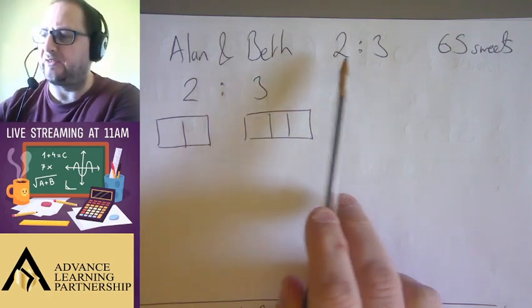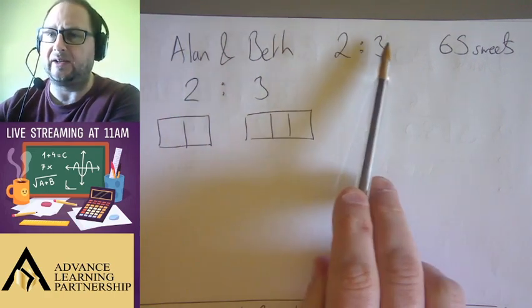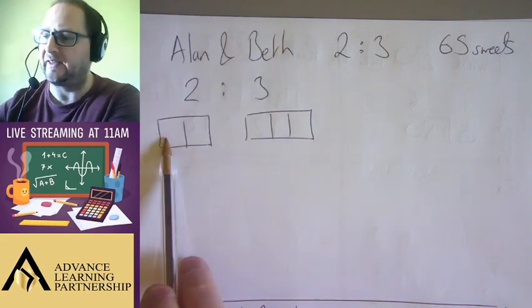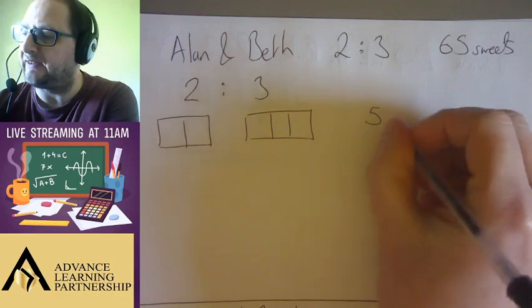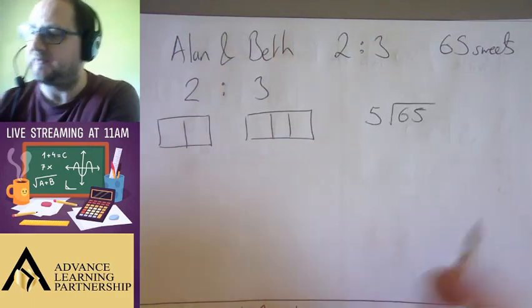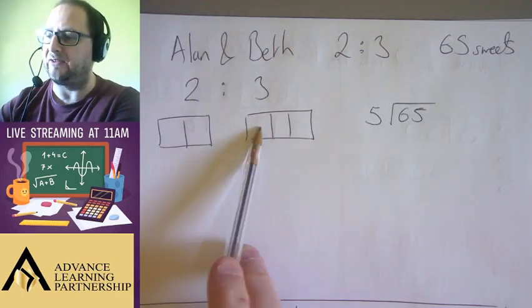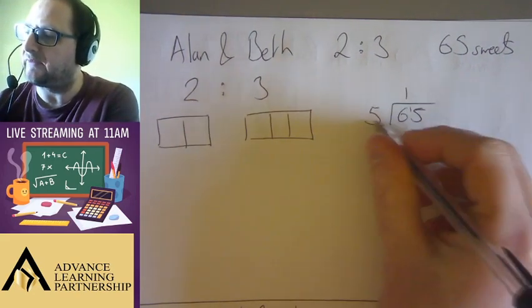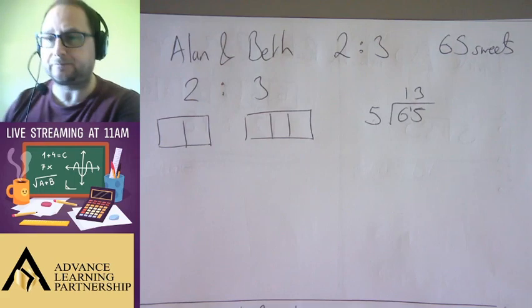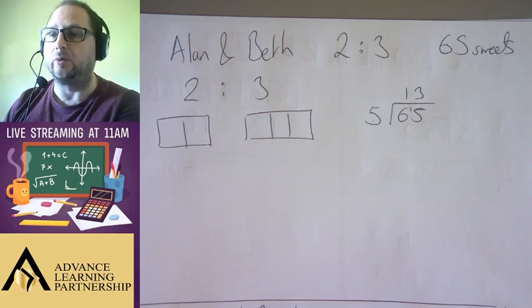So back to this question. There are 2 parts given to Alan and 3 equal parts given to Beth, and there are, as you can see there, 5 equal parts. So I now need to divide 65 into 5 equal parts so I can put them into the 5 equal parts. 5 goes into 6 once, remainder 1. 5 goes into 15, 3. I did that very quickly. I hope that was okay.